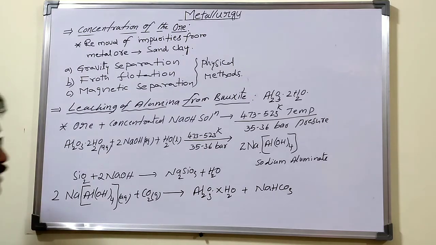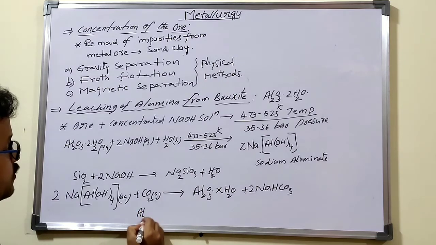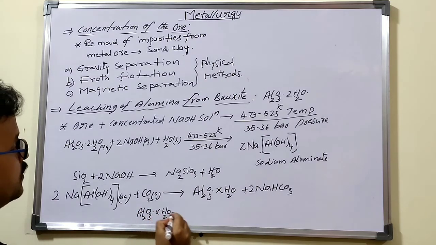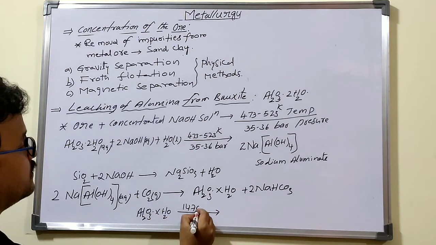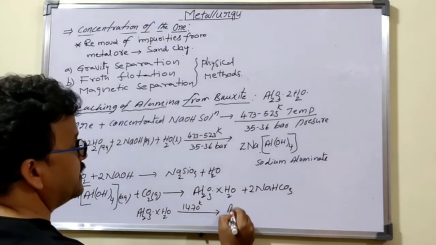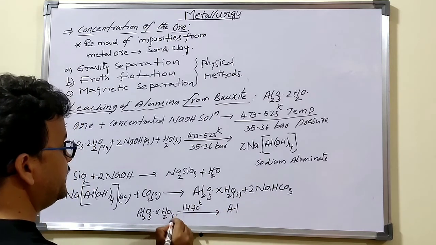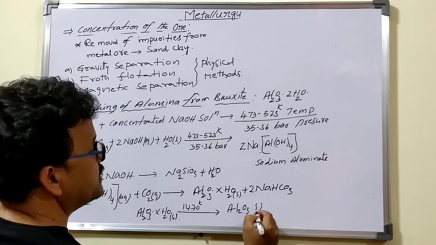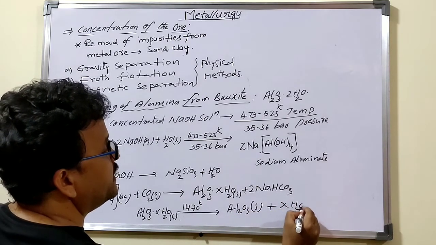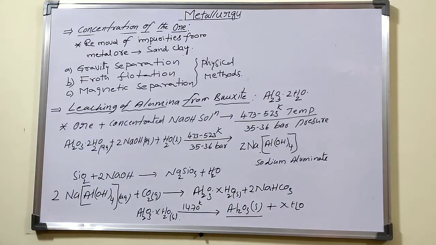Then, from this, how can we get concentrated alumina? This hydrated aluminum oxide is going to be heated at high temperature. Look here. Al2O3.xH2O is treated at 1470 Kelvin temperature. Then this is aqueous, this is solid, and you are getting Al2O3 solid and water. This is the solid form. Concentrated Al2O3 is going to be collected.